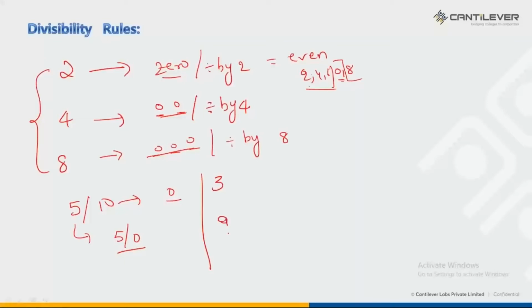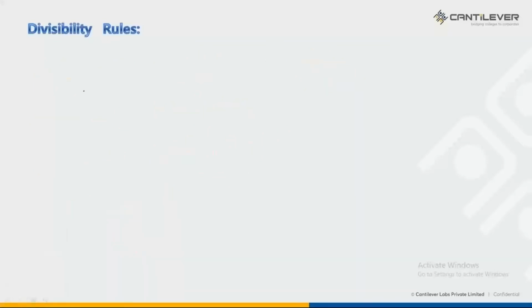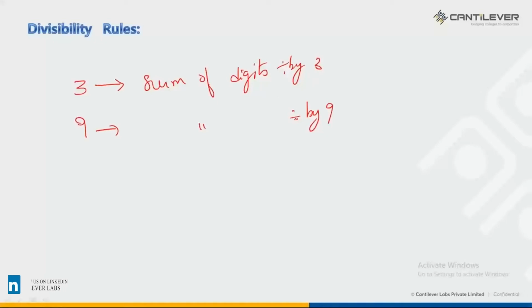3 and 9 will come under one category. So let's recollect that as well. What is the divisibility rule of 3? Sum of the digits is divisible by 3, then the entire number is divisible by 3. And if the sum of the digits is divisible by 9, the entire number is divisible by 9.